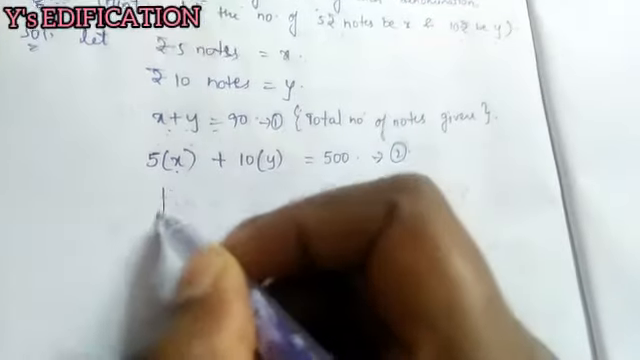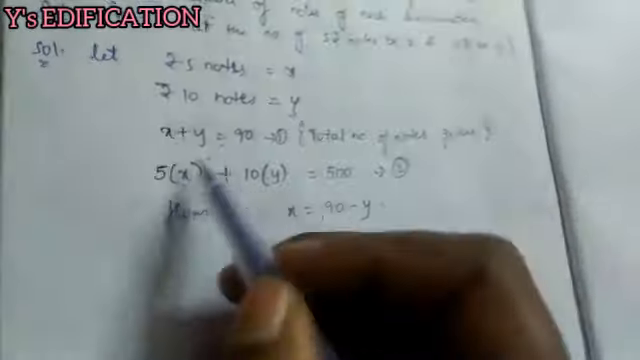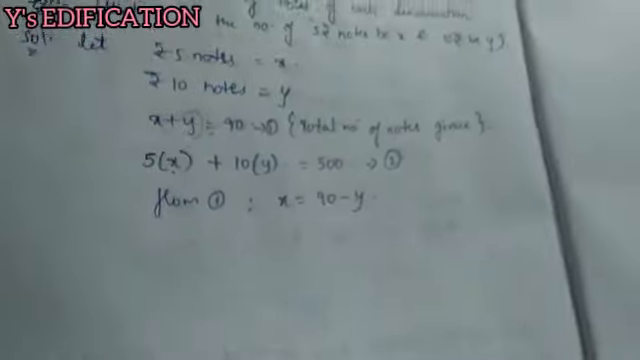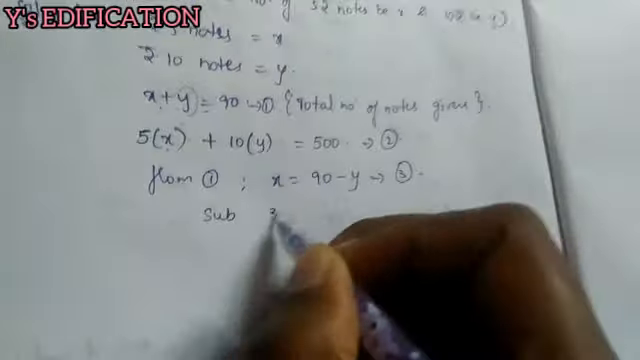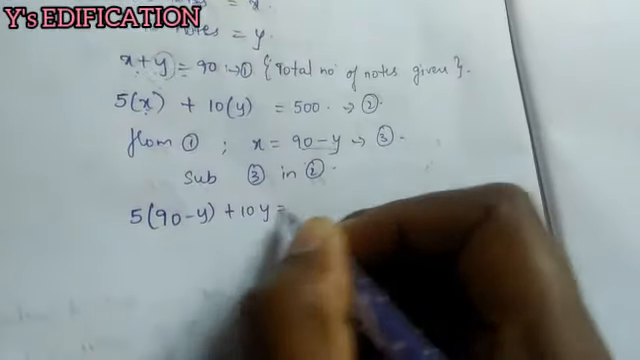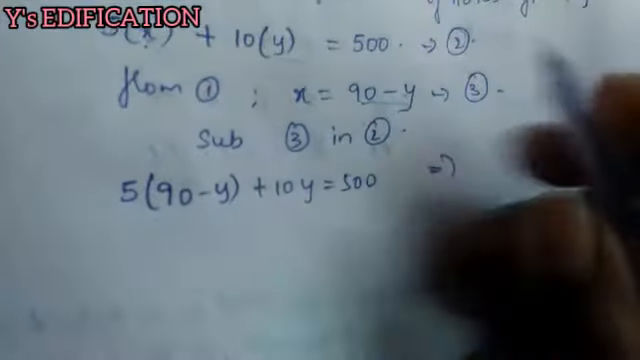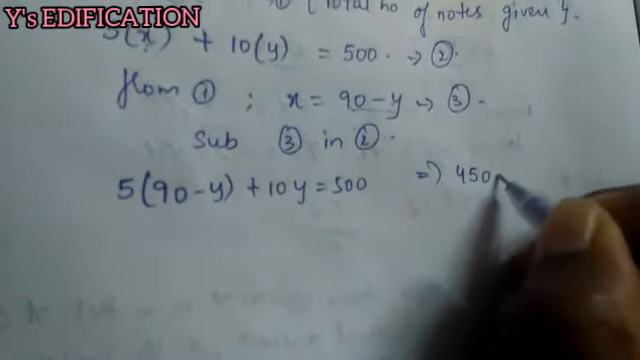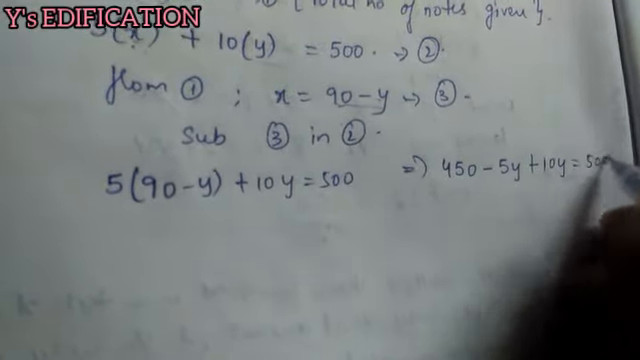From equation 1, we can write x value as 90 minus y. Just transpose this y to the RHS side. It will become 90 minus y, and keep this as equation 3. Now substitute 3 in 2. In place of x, write this 90 minus y. 5 into 90 minus y plus 10y is equal to 500. So what is 90 into 5? 450 minus 5y plus 10y is equal to 500.